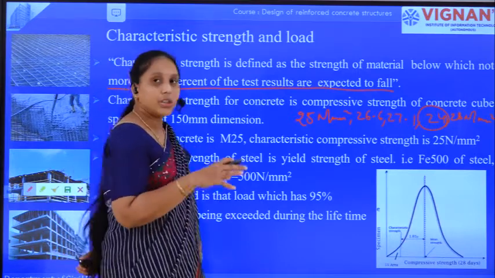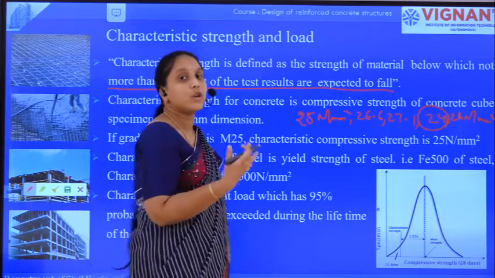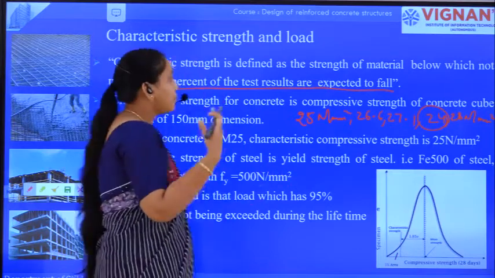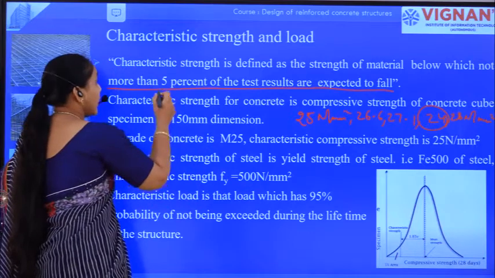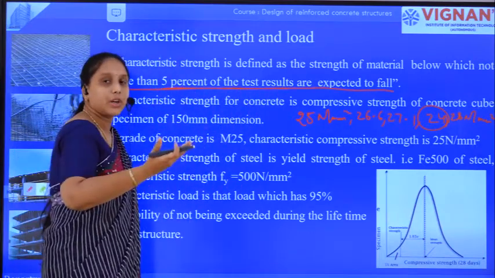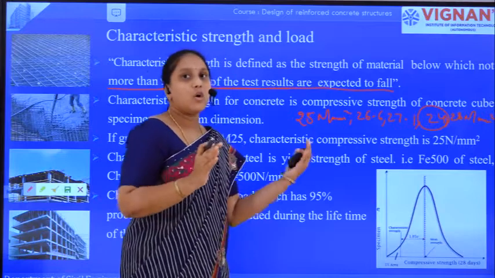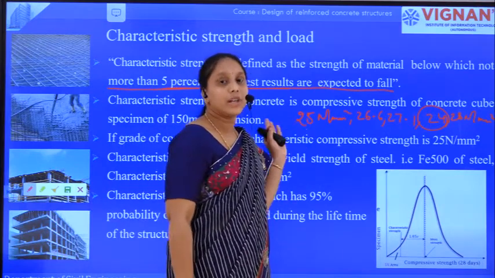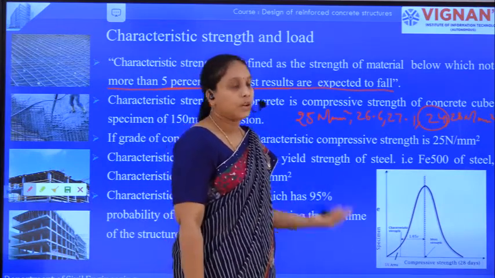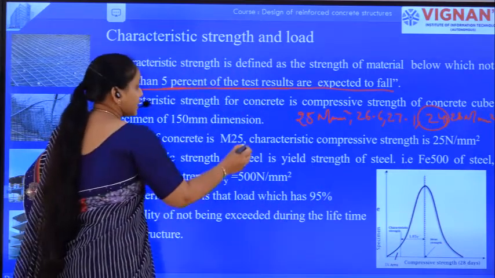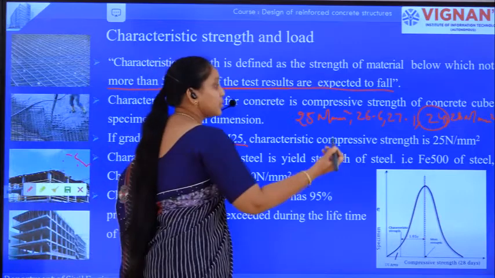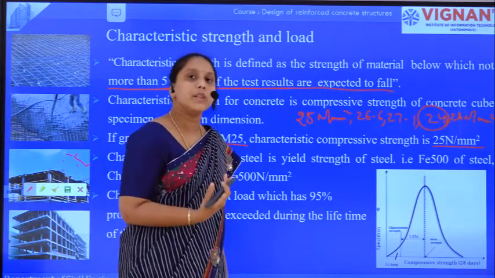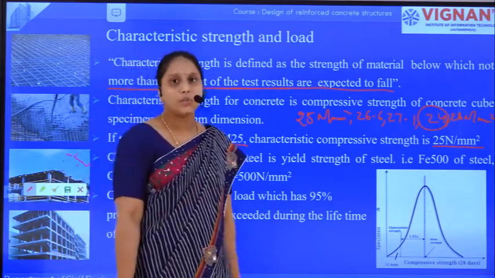So here it is for the concrete. The characteristic strength of the material concrete is nothing but the material strength below which not more than 5% of the test results are expected to fall. Only if you take 20 cubes, only one cube should get a value less than the material strength you are expecting. So if the grade of the concrete is M25, then the characteristic compressive strength will be 25 Newton per mm square. If the grade of the concrete is M30, then the characteristic compressive strength will be 30 Newton per mm square.